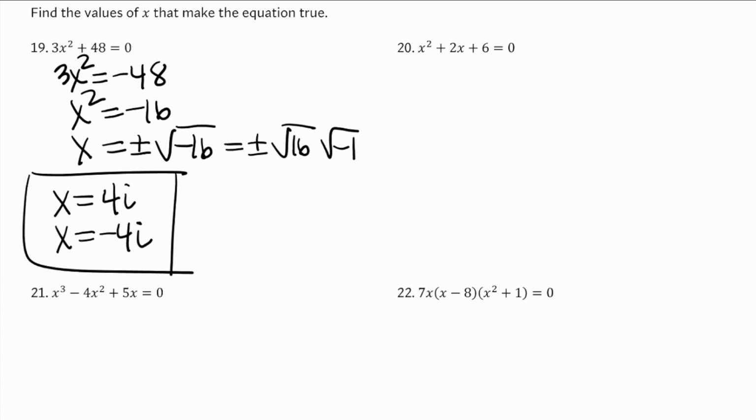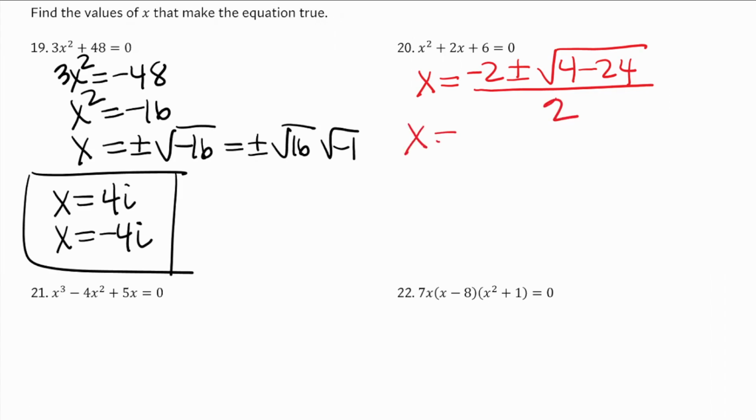This next one, nothing multiplies to 6 and adds to 2, so I'm going to use the quadratic formula. x equals negative b plus or minus the square root of b squared minus 4 times a times c. 2 squared minus 4 times 1 times 6, all over 2a. So this is negative 1 plus or minus root 12. I need to do a little bit of simplifying.